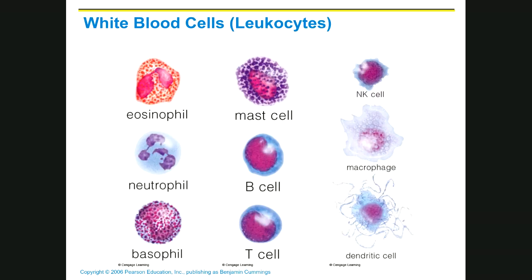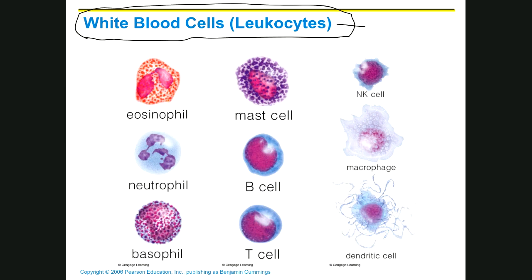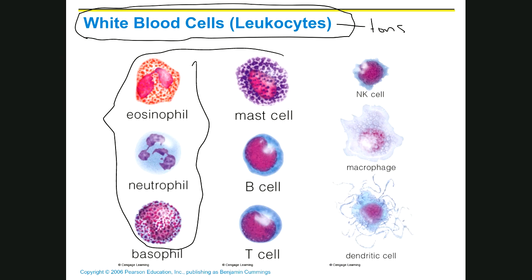Well, as you go through there, we're going to encounter tons of white blood cells. Tons of them. And we've already talked about white blood cells. Remember, we talked about the granulocytes. These are the granulocytes. We talked about the agranulocytes. We haven't talked about these very much, but we will when we get to the immune system. But they're there as well, too.